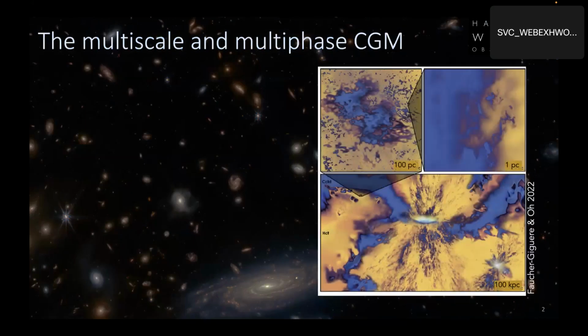CGM, we've heard about its importance to galaxy formation and evolution all week at a few points during the week. And so this figure on the right highlights 2 key aspects of the CGM. One is its multi-scale nature, with larger scales such as tens to hundreds of kiloparsecs.